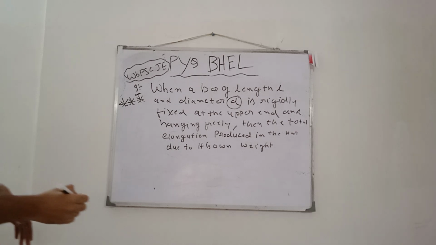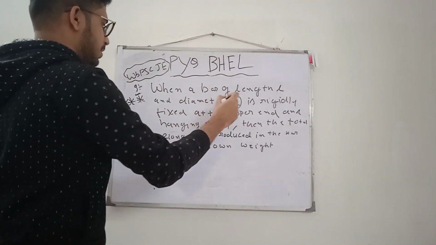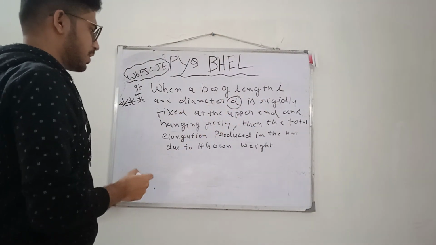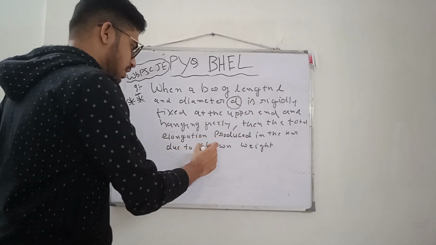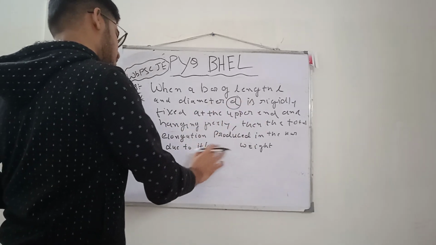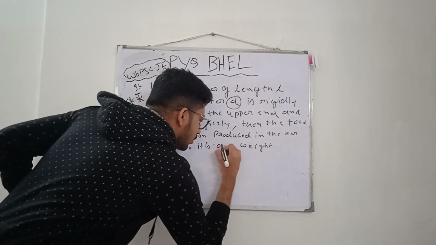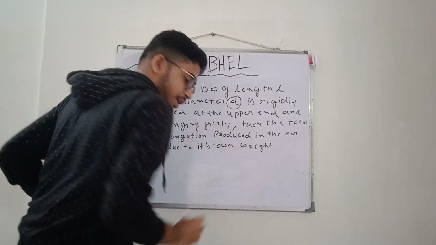Okay, when a bar of length L and diameter D is rigidly fixed at the upper end and hanging freely, then the total elongation produced in the bar due to its own weight.